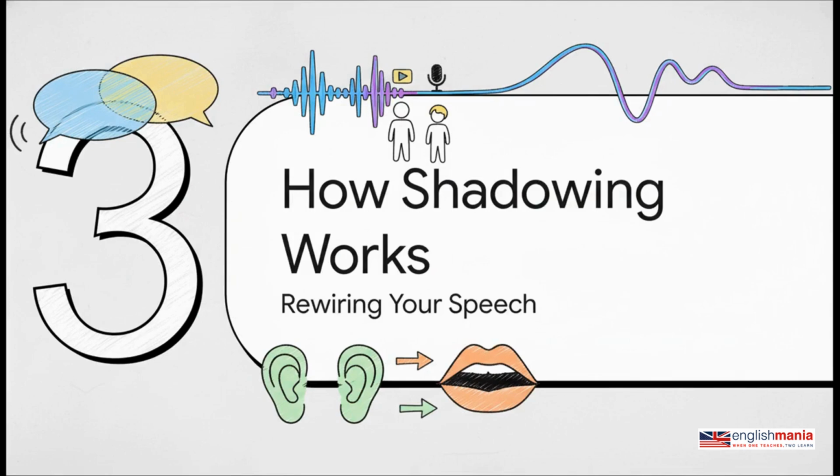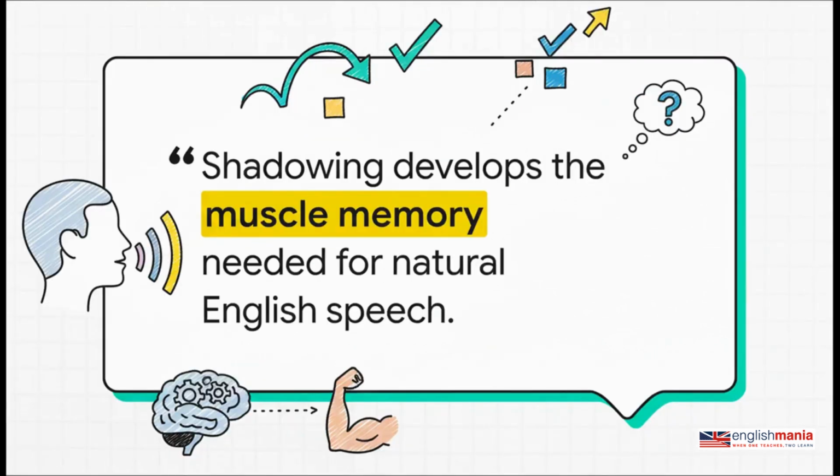So why is this so effective? What's actually going on here? Let's take a quick look at how shadowing literally rewires the way you speak. The best way to think about it is like you're learning an instrument, or maybe a sport. Shadowing is like taking your mouth to the gym. You're training the muscles in your tongue and your lips to make the specific shapes and sounds of English without even thinking about it. You're building that all-important muscle memory.